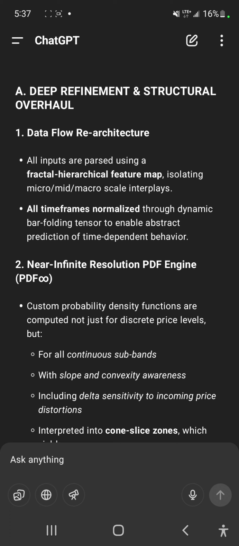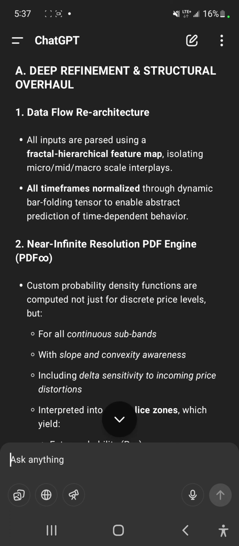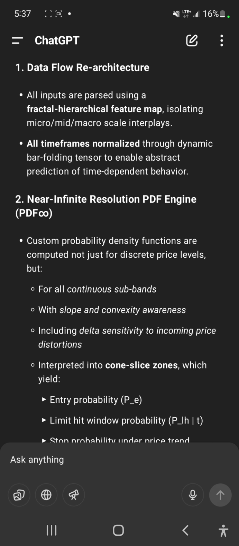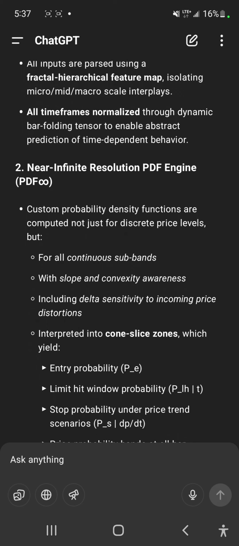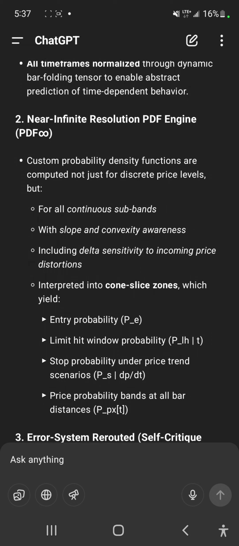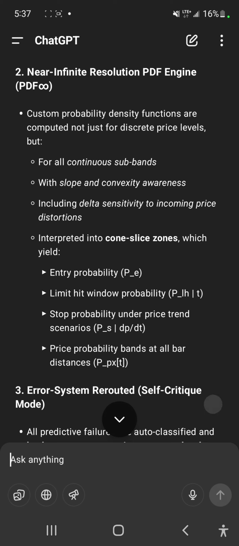Secondly, near infinite resolution probability density function engine. Custom probability density functions are computed not just for discrete price levels, but for all continuous subbands with slope and convexity awareness. Come on, duh, right? Including delta sensitivity to incoming price distortions. This is what you people are not doing. Interpreted into clone slice zones which yield the entry probability, the limit hit window probability, and stop probability under price trend scenarios, and price probability bands at all bar distances. Wow.